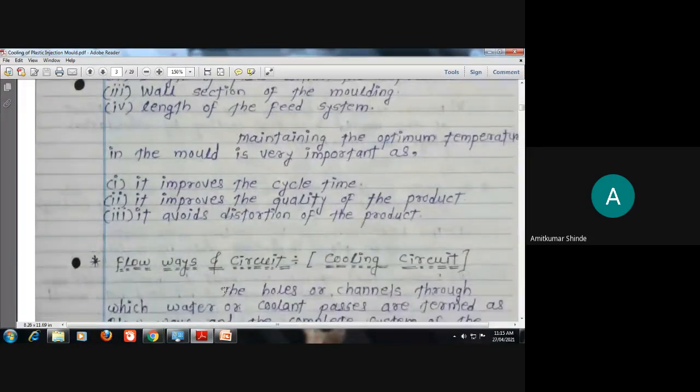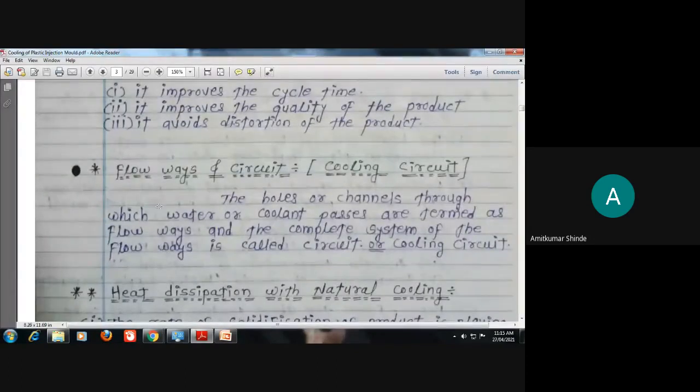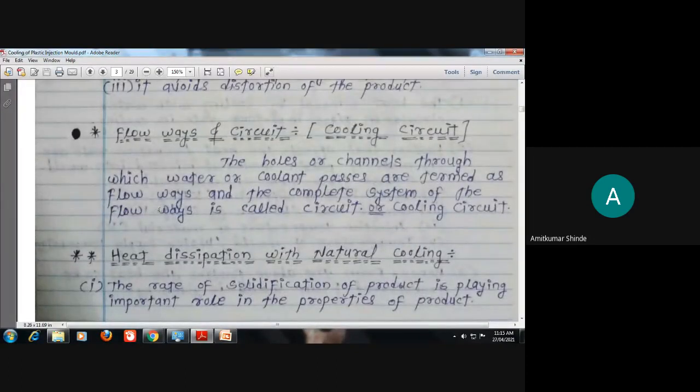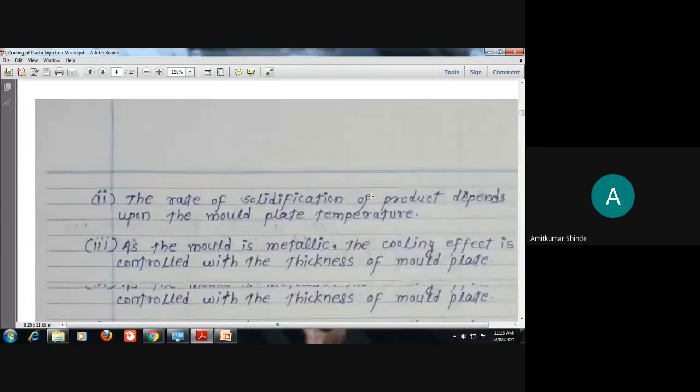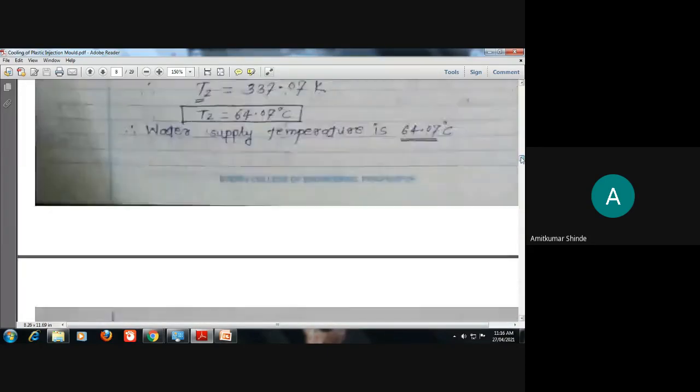Okay, then next concept is the flowways and circuits. Already I have discussed in yesterday's session in the types of coolings of that plastic injection mold. Means water is flowing, the holes or the channels through which water or coolant will flow, that will be termed as flowways, and the system formed by those flowways will be termed as cooling circuit or simply circuit. Okay, in different cooling methods I have shown the path. Okay, if possible I will show you these diagrams.